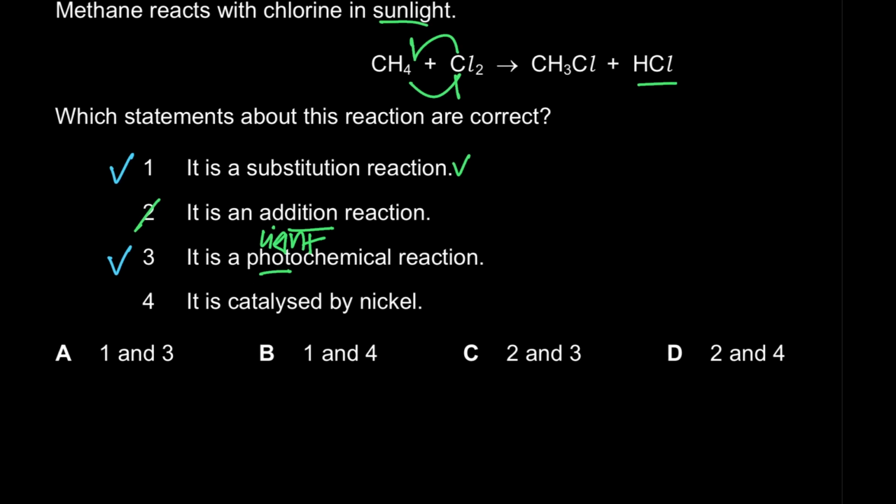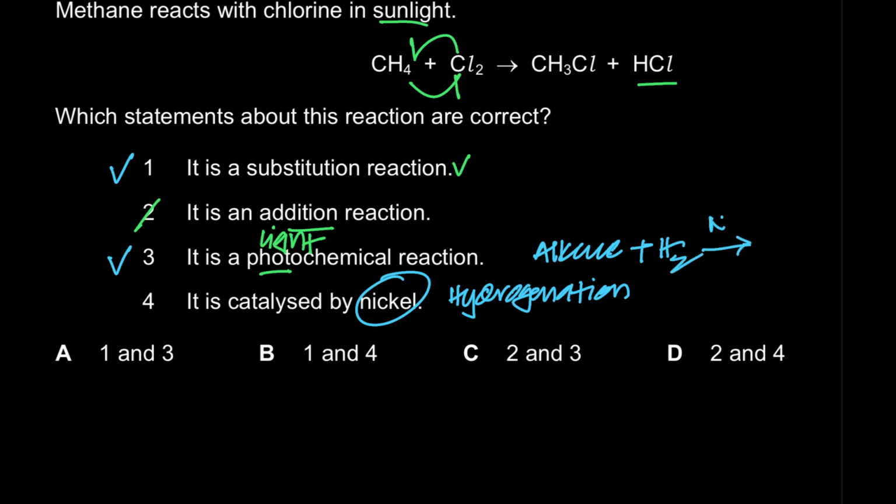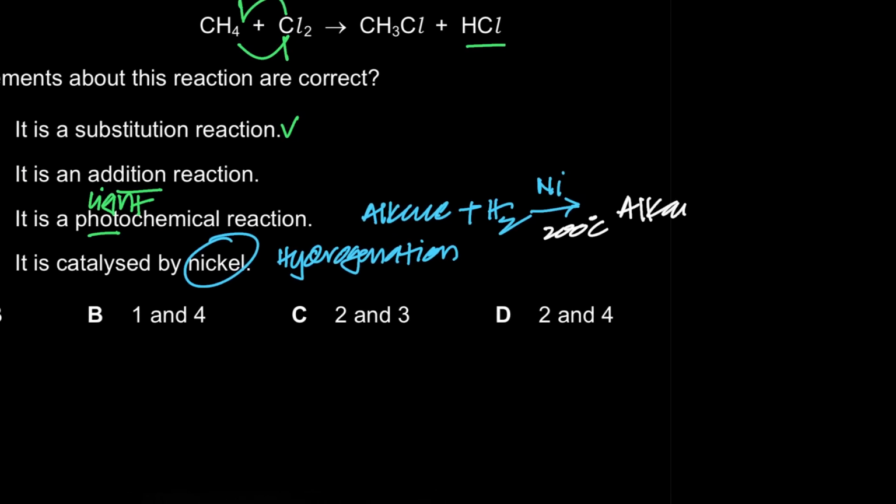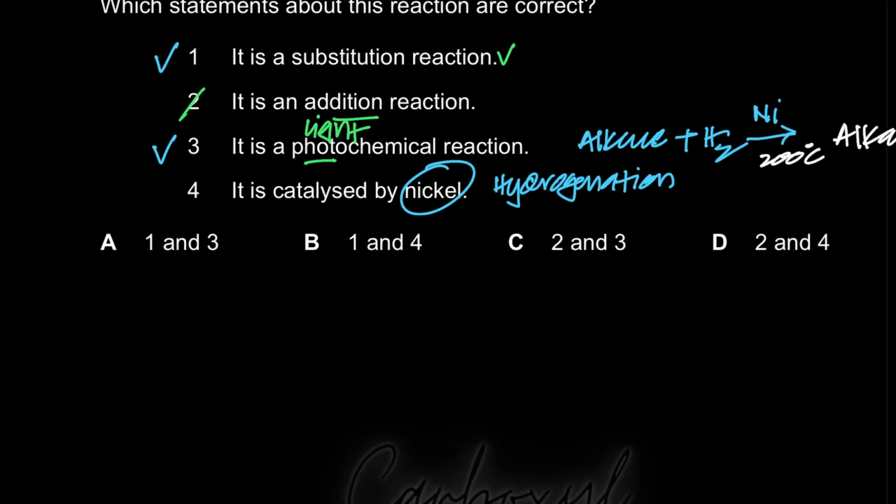Fourth is, it is catalyzed by nickel. No sir, there is no catalyst requirement here. The reaction which is catalyzed by nickel is basically hydrogenation, the addition reaction of an alkene with hydrogen, right? Here you need solid nickel and a temperature of roughly 200 degrees Celsius, done? And this gives you an alkane. So 1 and 3 are the correct options. 4 is wrong.